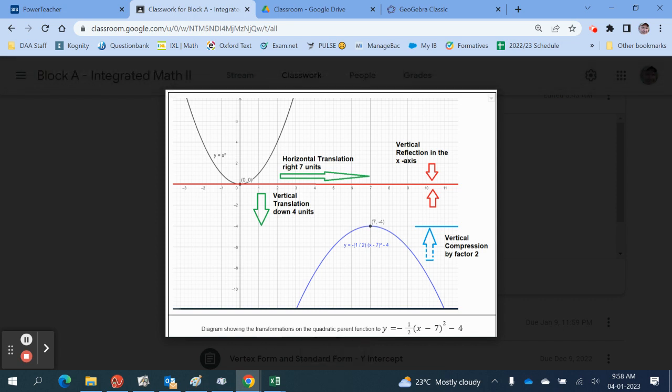So we've got the first one, which is that the absolute value of A is a half. So we have a vertical compression factor 2 here. A is negative, so we have a reflection in the x-axis, giving us a maximum point. The value of H is 7, so we have a horizontal translation right, 7 units. The value of K is minus 4, so we have a vertical translation down by 4 units. So this is how we should complete section 2.